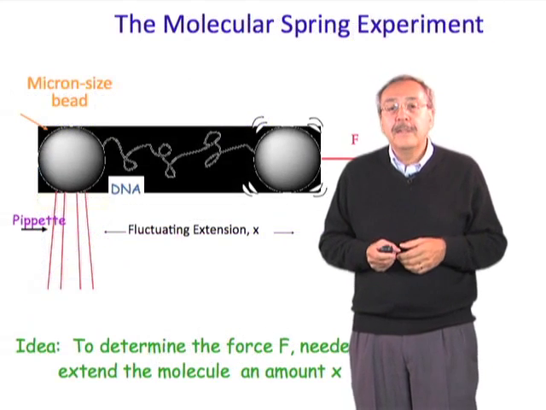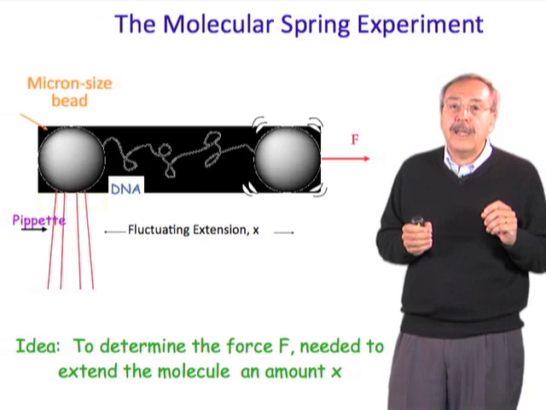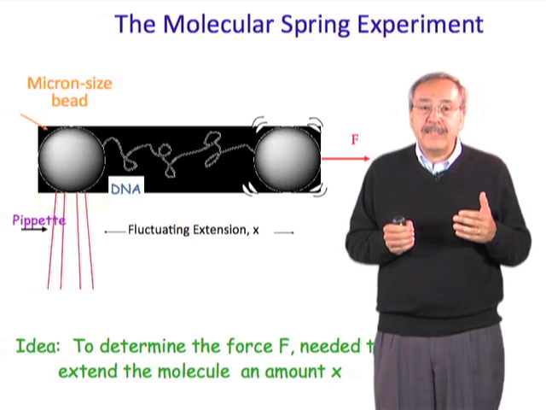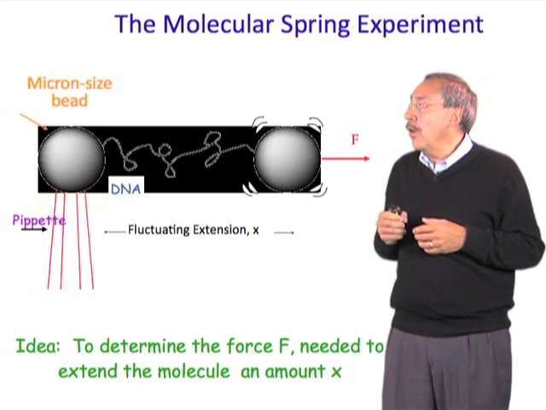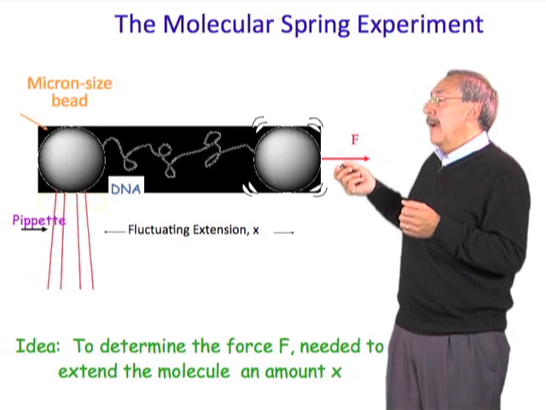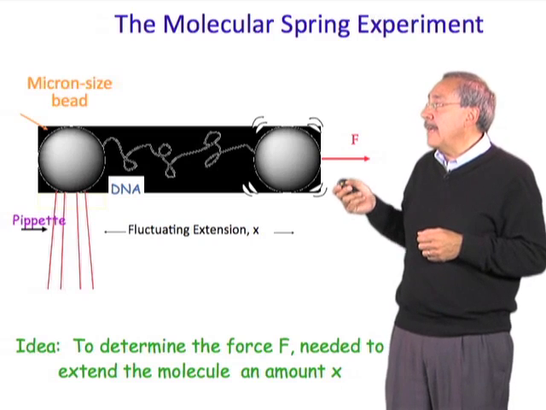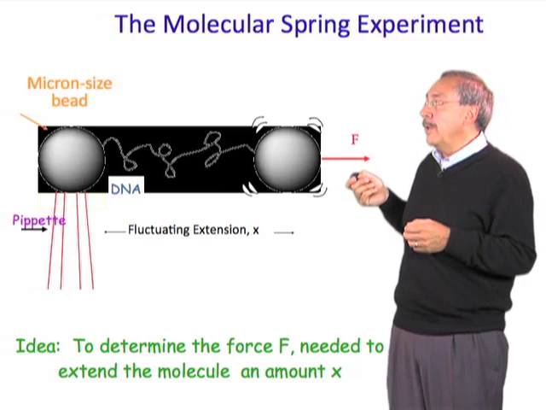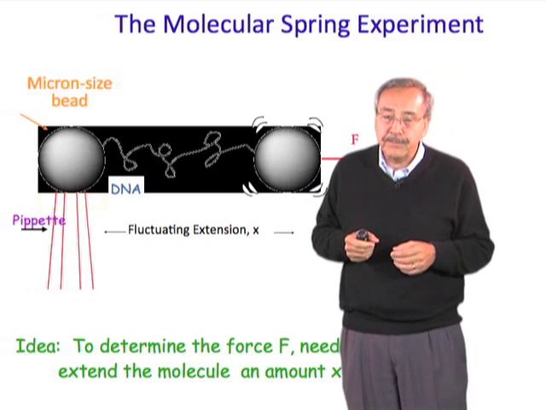Of course, in practice, the way you do this experiment is by attaching the DNA to two microscopic beads, in this case plastic beads. One of the beads is kept atop a micropipette by suction, as indicated here. The other bead, which is the one that you are going to apply the force to, is attached to the other end of the DNA. And so the idea is, again, we pull on this second bead out, and we determine how much force we have to apply in order to extend the molecule by a given amount.